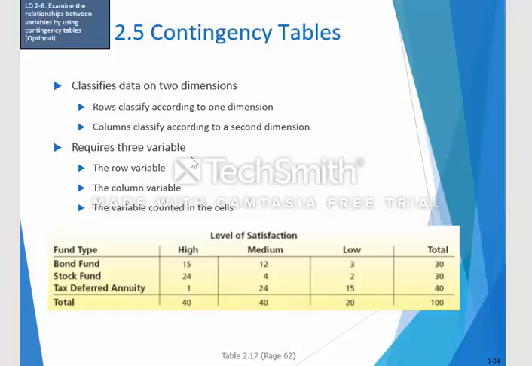So this requires three variables: the row variable, the column variable, and the variable counted in the cells. Okay, so these are variables: high, medium, low. Those are variables. Bond fund, stock fund, tax deferred annuity. Those are variables. And then the variable of what is the number inside of these cells.